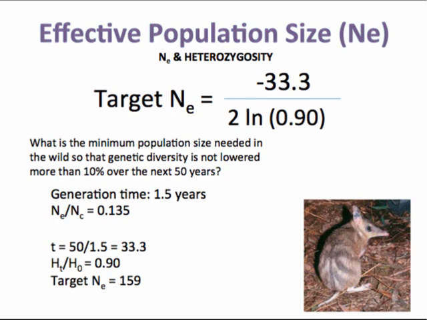But that doesn't really tell us much, because we know that the effective population size is not the census population size. So we have to figure this out in terms of what the actual census population size is. So what we do is we use this equation up here and plug in this 158. So we end up getting NC is 158 over 0.135. And that means that we need 1,170 individuals in order to maintain the genetic diversity over this time.